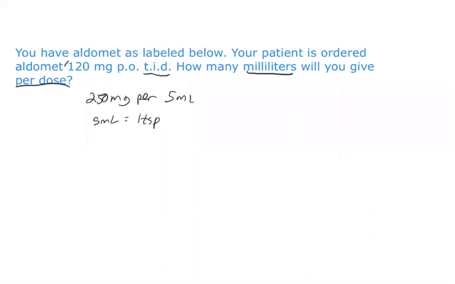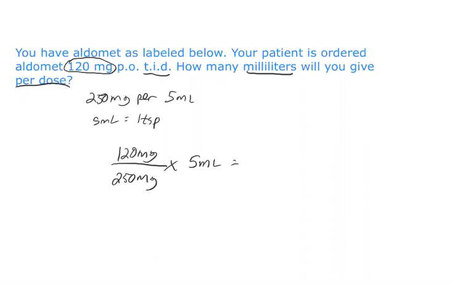So I'm going to take my order. My order is the 120 milligrams, okay? So I'm going to take my order over what I have available, which is the 250 milligrams, times the 5 milliliters. Okay. And when you do that, somebody wrote 2.4 milliliters. So I'll go with that being the assumption.